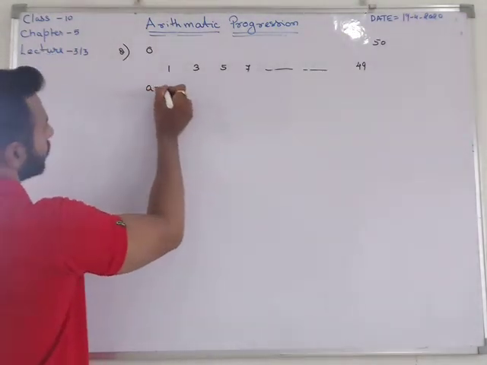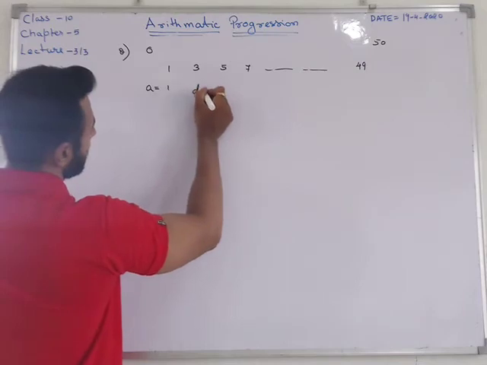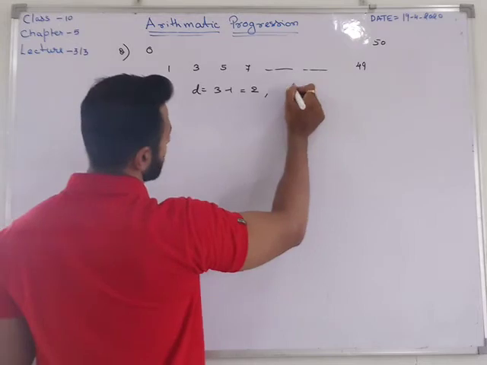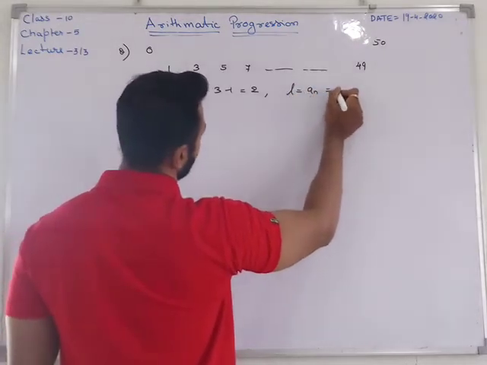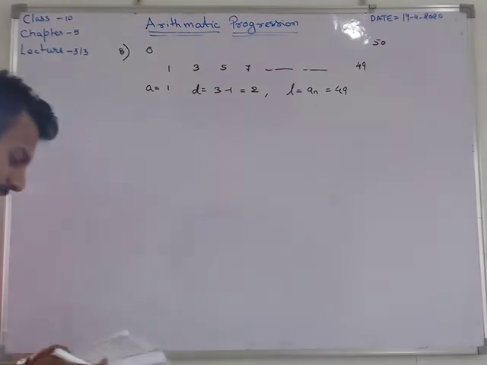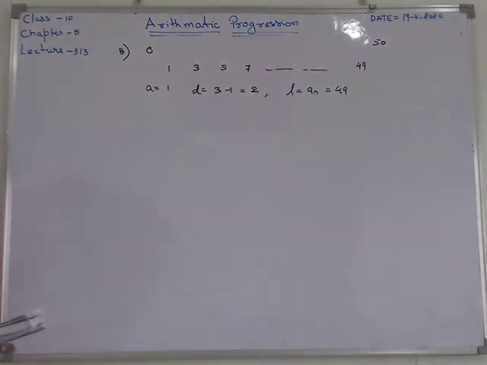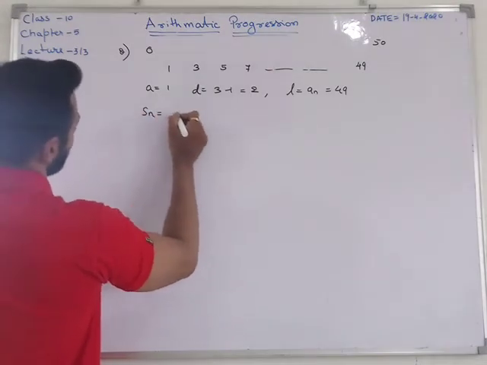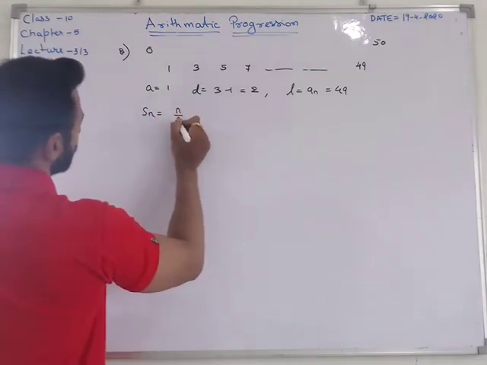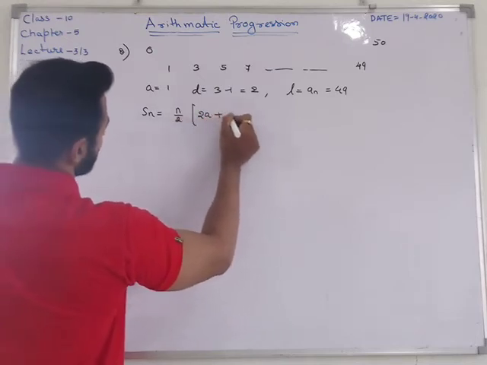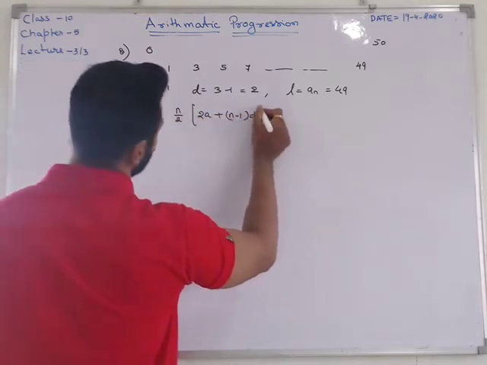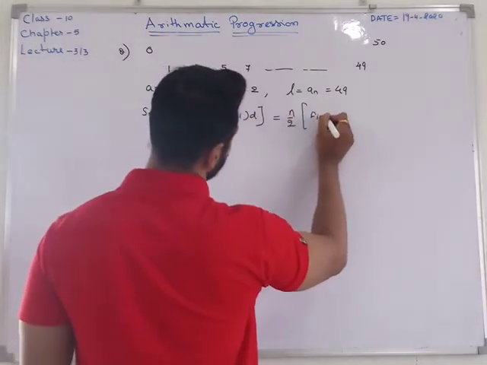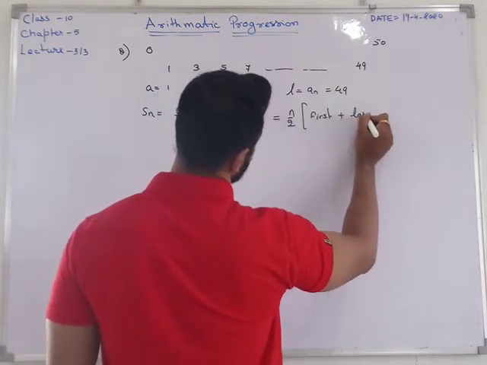Means a is equal to 1, d is equal to 3 minus 1, which is 2, and the last term, or an term, will be 49. And we have to identify the sum of odd numbers between these. We can use the formula Sn is equal to n by 2 times (twice of a plus n minus 1 into d), or we can use n by 2 times (first term plus last term).